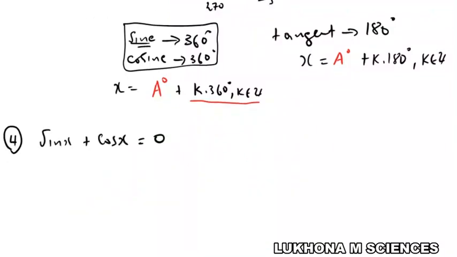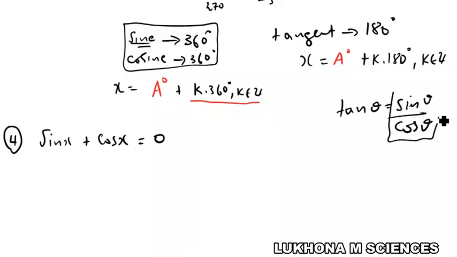In this case, we have sine and cos. So when we have sine and cos, we must think of tan. Remember that tan theta is equal to sine theta over cos theta. So let's try to make one trig ratio, which is tan in this case.